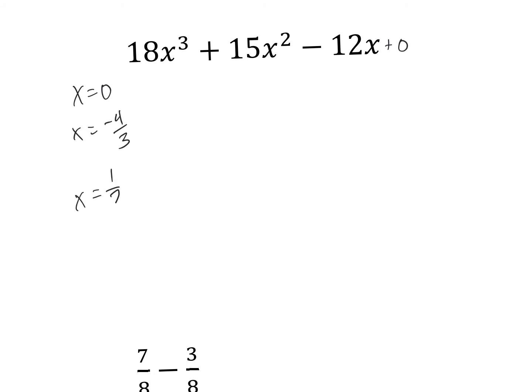Yeah. Okay, so what does that make my factors? 3x plus 4, and then 3x plus 4, 2x minus 1. 2x minus 1. Everybody good? Let's check this. Hold on.